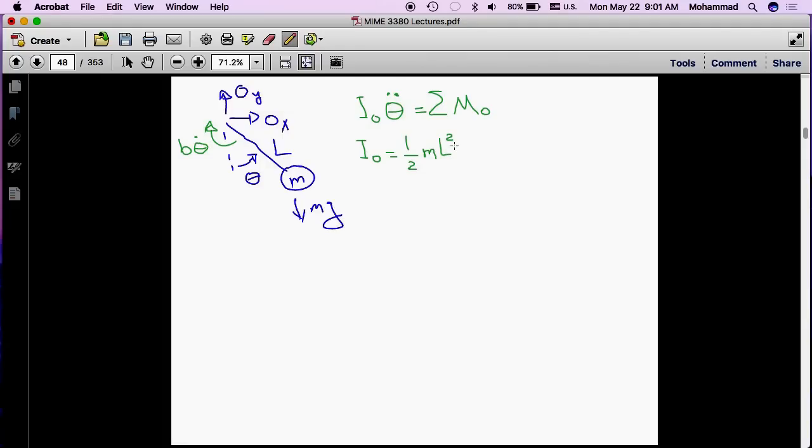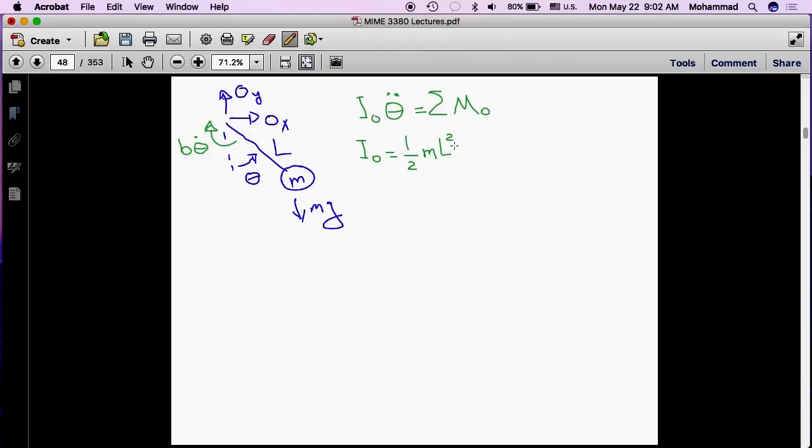So it makes sense that the value of mass is involved, but its distance is even more important. That's why the distance appears with power 2. So the distance is even more important in how difficult it is to rotate the mass about point O. That's essentially the information that is captured in moment of inertia. Okay, so we know what I is. Theta double dot is the angular acceleration.